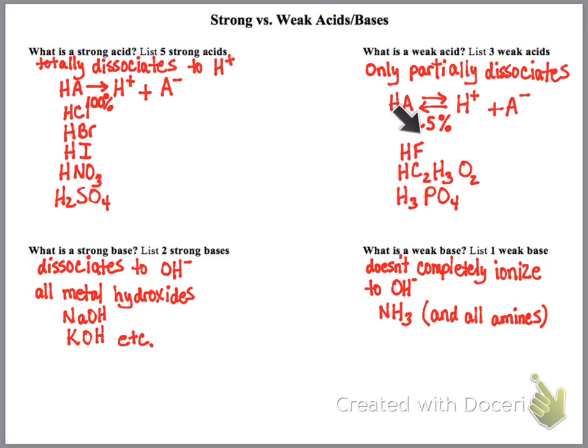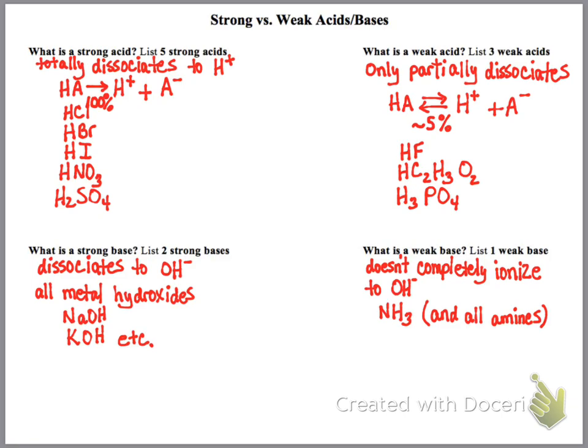And some typical weak acids are HF because the bond is so much stronger. The fluorine is so small that it bonds more tightly to the proton, so it is a weak acid. And then acetic acid, pretty much all organic or carbon-based acids are weak acids. Another weak acid is phosphoric acid.